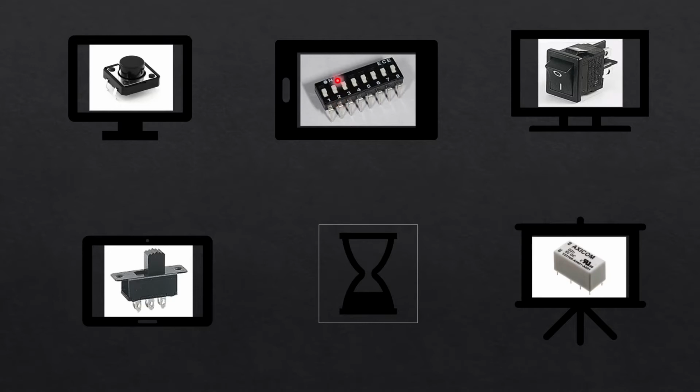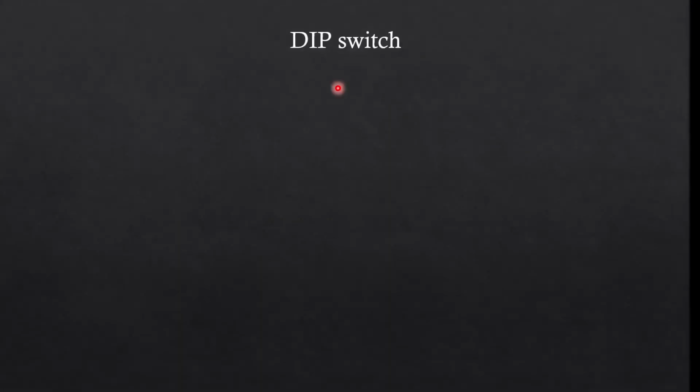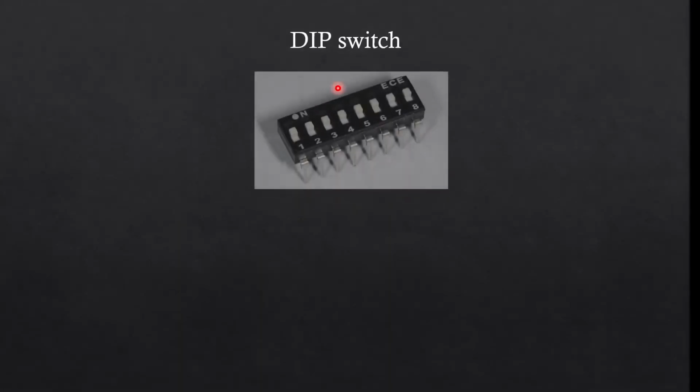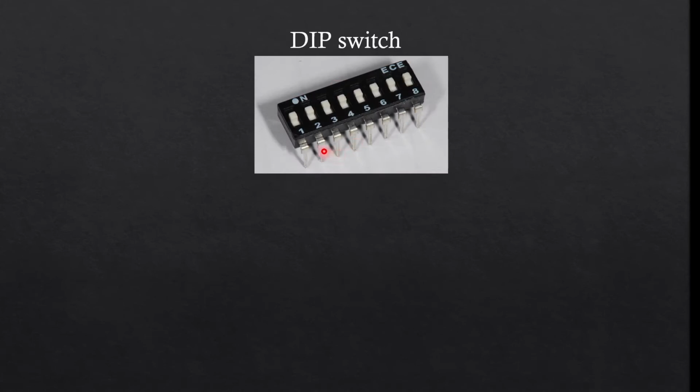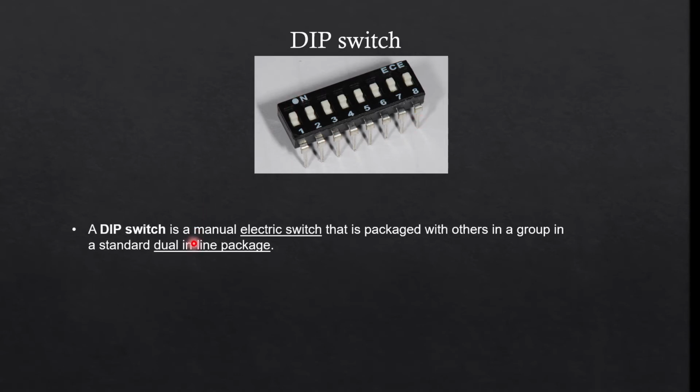Now let's take a look at the second switch. This is known as a DIP switch, and this is how it looks. Over here, as you can see, it is like integrating many switches in a single package. Well, a DIP switch is a manual electrical switch that is packaged with others in a group in a standard dual inline package. So DIP full form is dual inline.